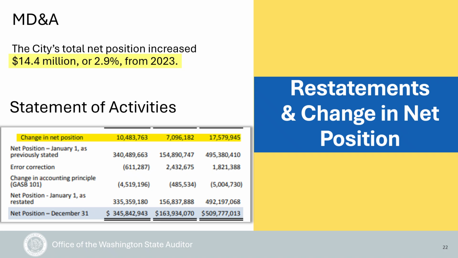How did the city get the 14.4 million? What they did is they took the 17.6, added the 1.8 million error correction, and then subtracted out the 5 million. This is incorrect. The amount reported in the MD&A should tie to the amount reported on the statement of activities without a reader having to do any math.